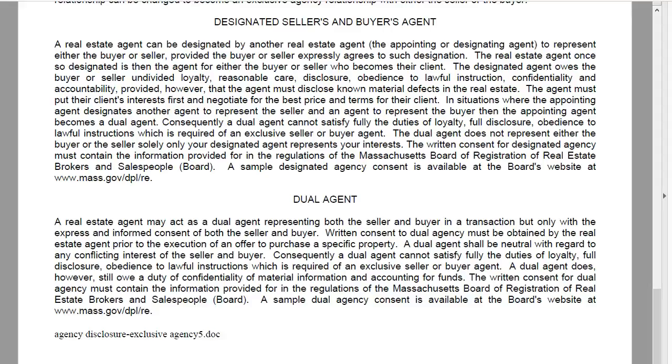You know what? The best way to describe this is actually see what it says here. Written consent to dual agency must be obtained by the real estate agent prior to the execution of an offer to purchase a particular property. All right, so that's very important right down there.